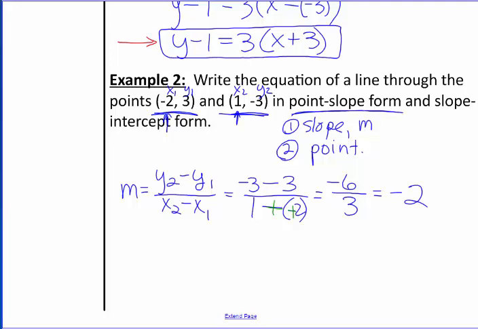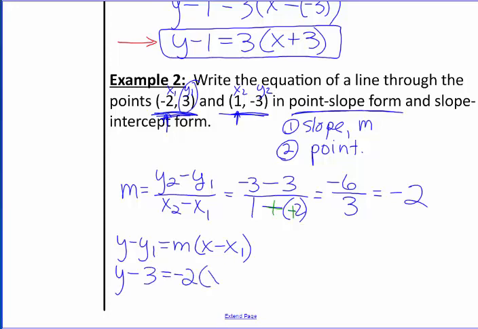So I'm going to show both. y - y1 = m(x - x1). I'm going to plug in the slope and the first point. So y minus my y1, which is 3, equals m, which is -2, times (x - x1), which is -2. So remember, the minus and the negative make a plus. So that is one way you could write it.